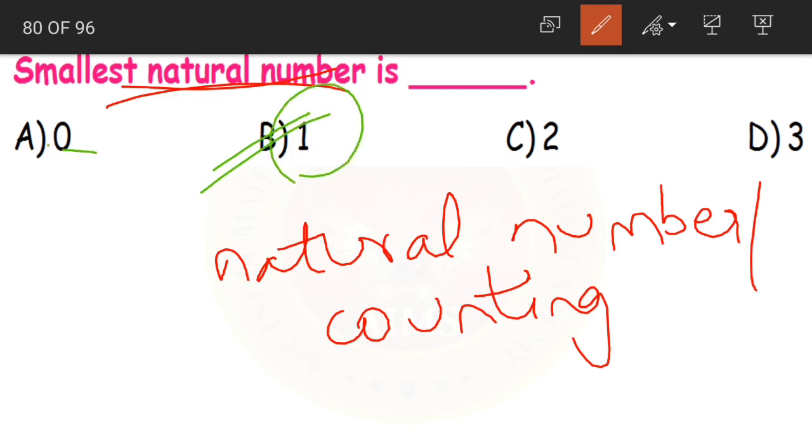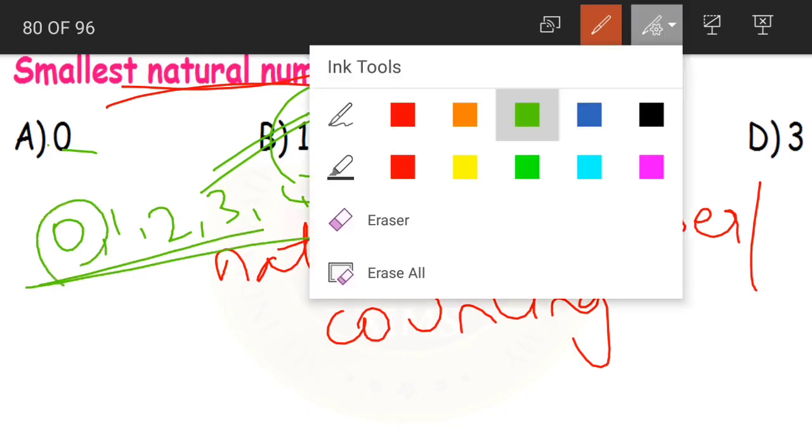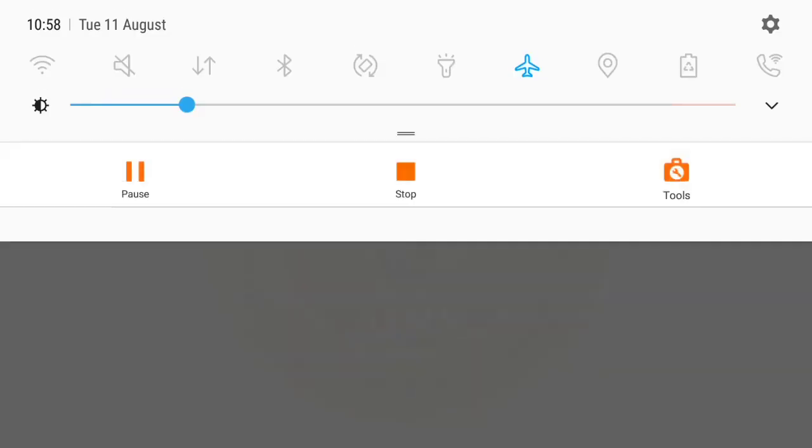Now what about 0? Why can't 0 be the smallest natural number? See, when you are counting, what did you do, children? What number came to us naturally? 1. So from 1 they are called natural numbers, and if we add 0 to the natural numbers, then we'll get the whole numbers. 0 becomes the smallest whole number but not the smallest natural number. Okay. Next.